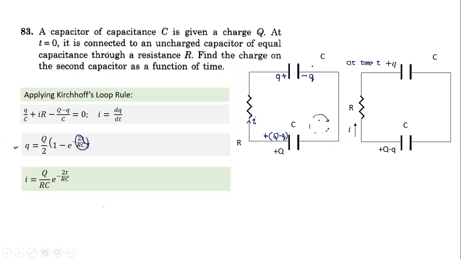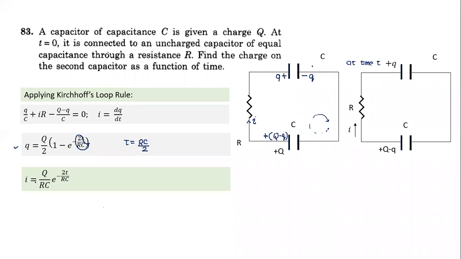In this particular case, for this kind of arrangement where two capacitors C and C are connected, the time constant is tau equal to RC by 2. Do you understand the reason why it is RC by 2? These two capacitors are connected in series, so we can take the equivalent capacitance as C by 2. That's why tau becomes RC by 2.